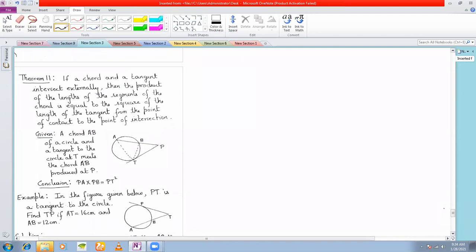The theorem here is that if a chord and a tangent intersect each other, then the length of the tangent, in fact, the square of the length of the tangent must be equal to the product of the length of the segments of the chord. So what does this mean? The statement is not as important as the meaning. So when you are applying this theorem, you need not write the sentence. You need not write the theorem.